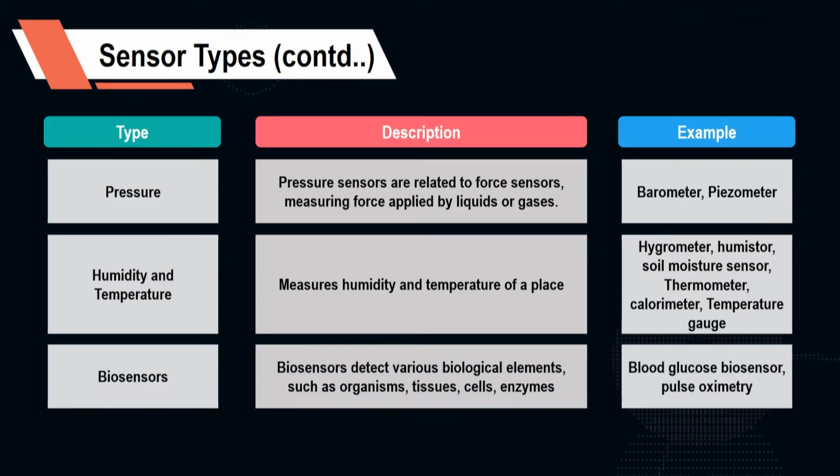Next are biosensors. Biosensors detect various biological elements, for example, organisms, tissues, cells, enzymes, all these things. For example, I have given blood glucose biosensor, pulse oximetry. Those sensors are used to detect the biological elements.